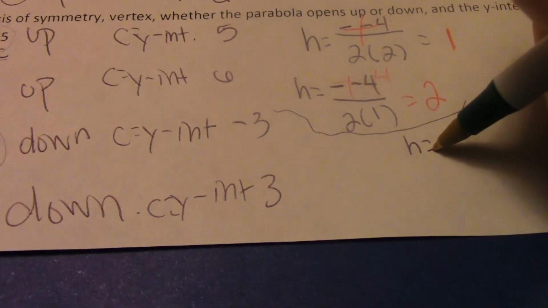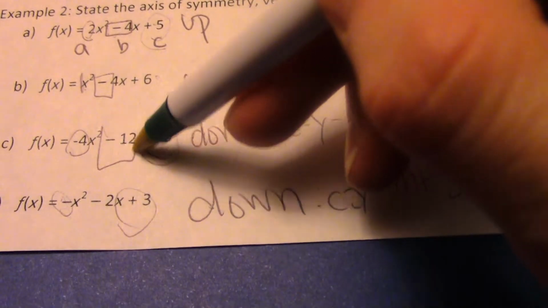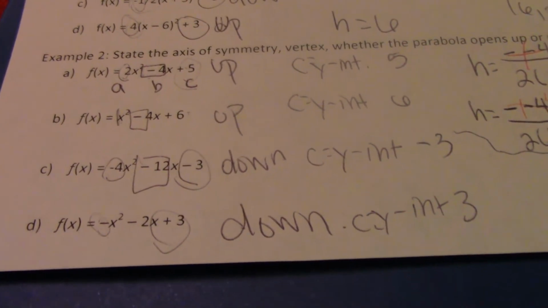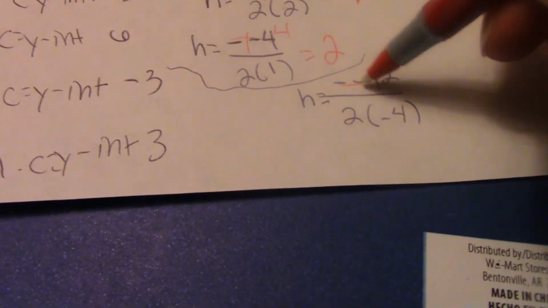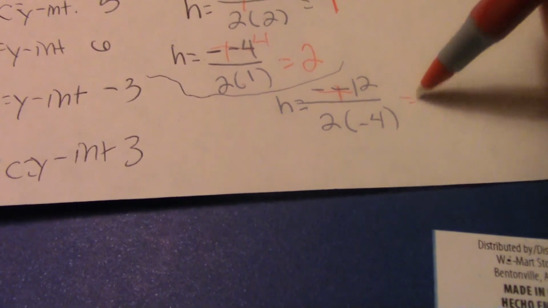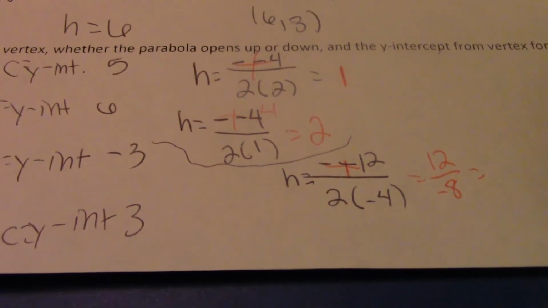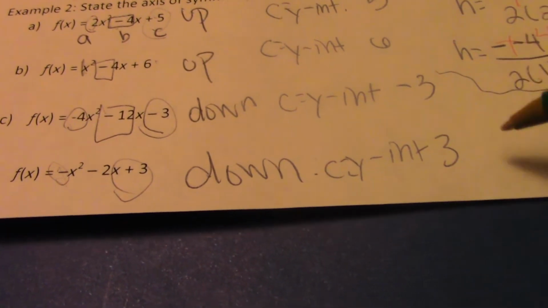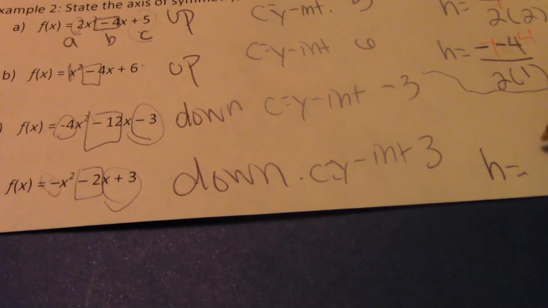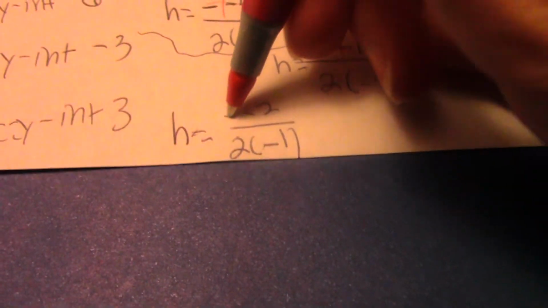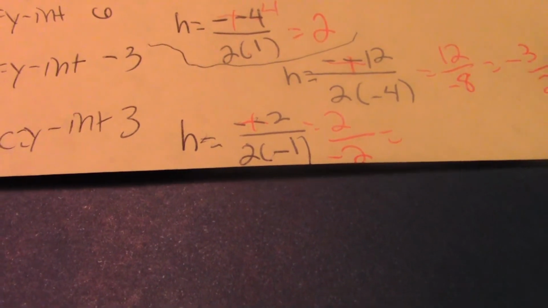Now this one, h equals our b, our b is negative 12. So negative, because it's already negative, negative 12 over 2 times, and our a was negative 4. So double negatives make that positive 12. 2 times negative 4 is 8, so we've got 12 over negative 8. And then 12 over negative 8 makes a negative 3 over 2. Last one for our axis of symmetry, h equals negative 2 over 2 times the negative 1 from right here. Negative makes a positive 2 over negative 2, which equals negative 1.